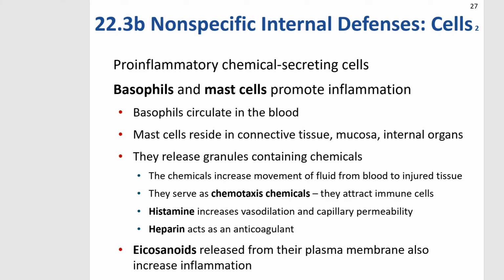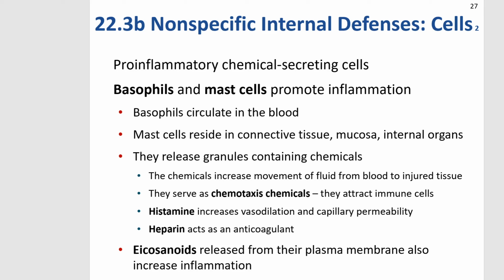So pro-inflammatory chemical secreting cells. Some cells, the basophils, and then there's other cells, mast cells. These ones are responsible for launching and controlling the inflammatory response. Now, inflammation is what we experience when we have an infection. So it's the pain, it's all the symptoms, pressure or whatever, are caused by the chemicals that launch the inflammatory response. So the whole thing is inflammatory response.